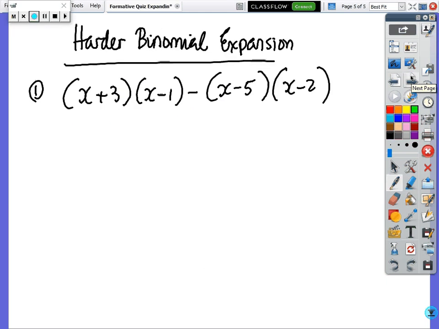Okay, so we've just got one harder binomial expansion. So basically what we're going to do is do that sum, then we do that sum, and then we look for like terms. So have a go and come back when you're ready.